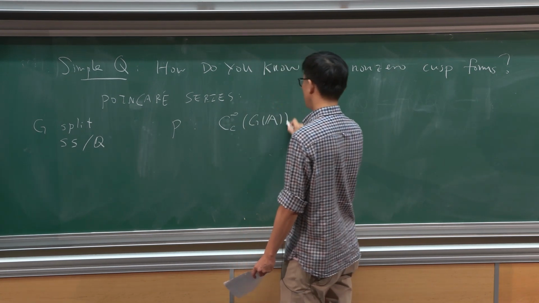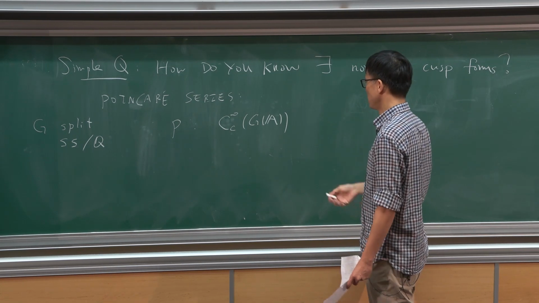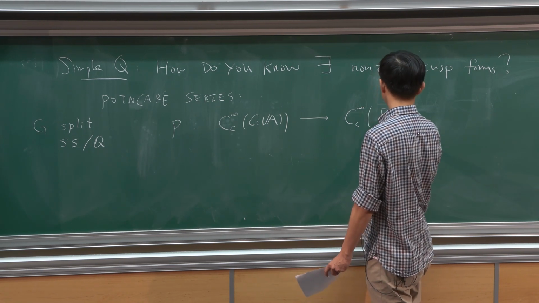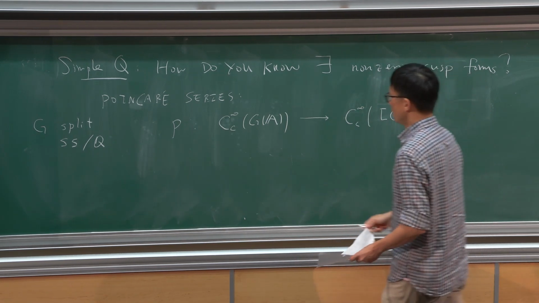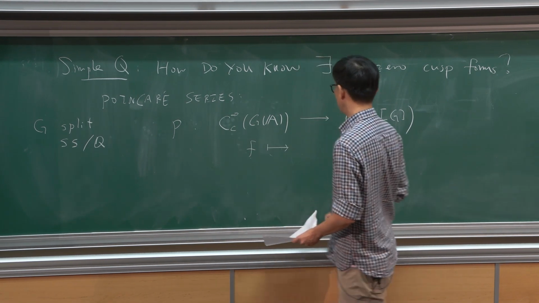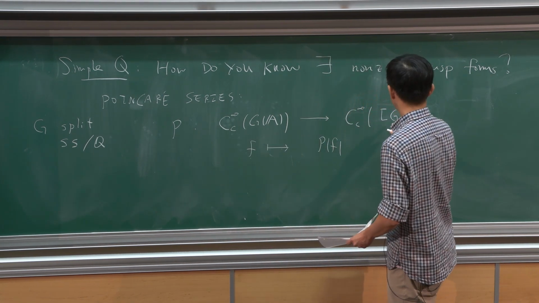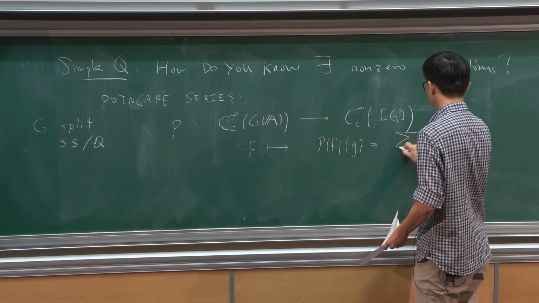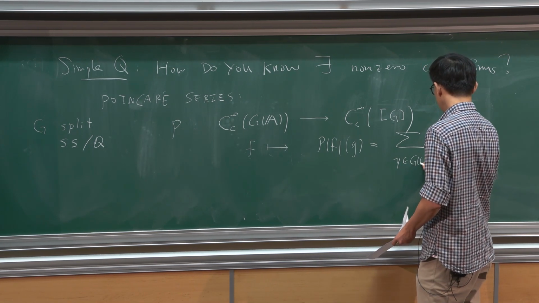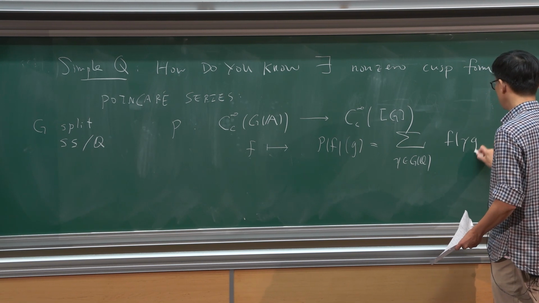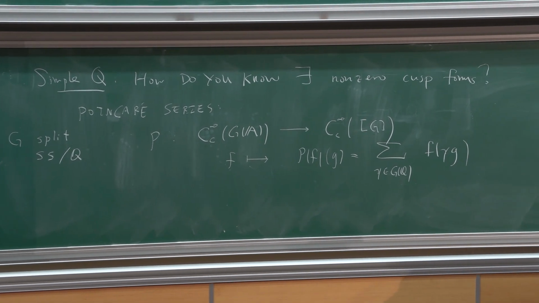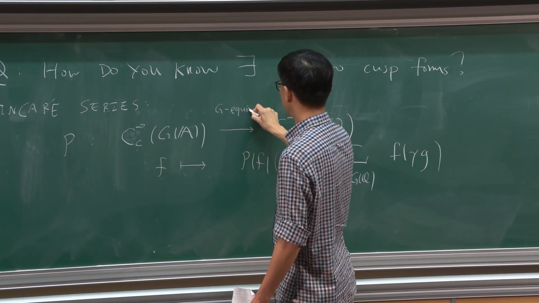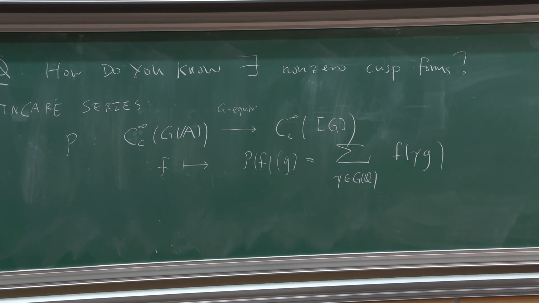So what is this construction? It takes as input compactly supported locally constant functions, or smooth functions, on G(A), and it's going to produce functions on the quotient. It's a very simple-minded idea. You want a function which is left invariant under G(Q), so let's just average over the group to produce such functions. And I guess this map is even G-equivariant, with the right translation action of G.